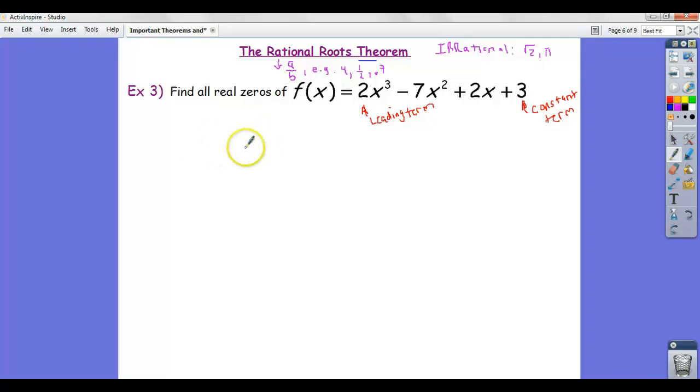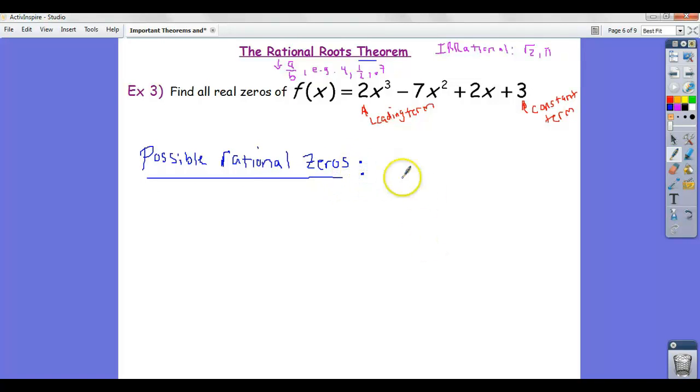Okay, so I'm going to write down now, I'm going to generate the possible rational zeros. By the way, zeros and roots, we kind of use them interchangeably in this unit. So this is how you generate them. According to the rational roots theorem, if you look back at your definition, they are of the form the factors of the constant term. So the constant term is 3. So what are the factors of 3?